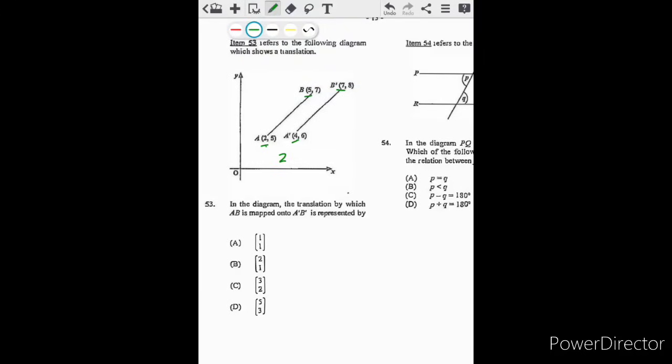And then looking at our y values, we have 5 and 6, which is a translation of 1 on the y-axis. And the same goes for above as well. Therefore, our translation would be 2 on the x and 1 on the y. B.